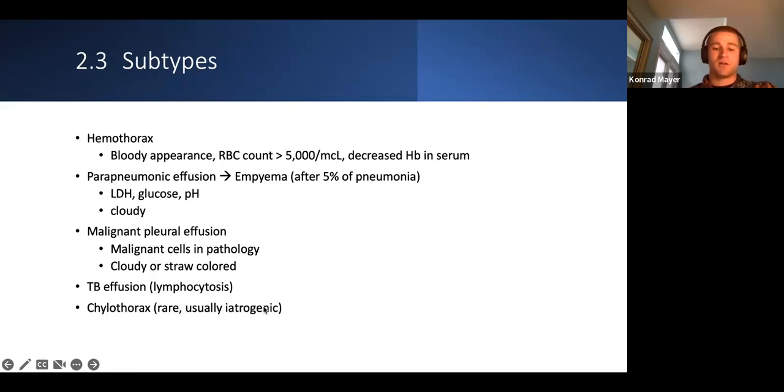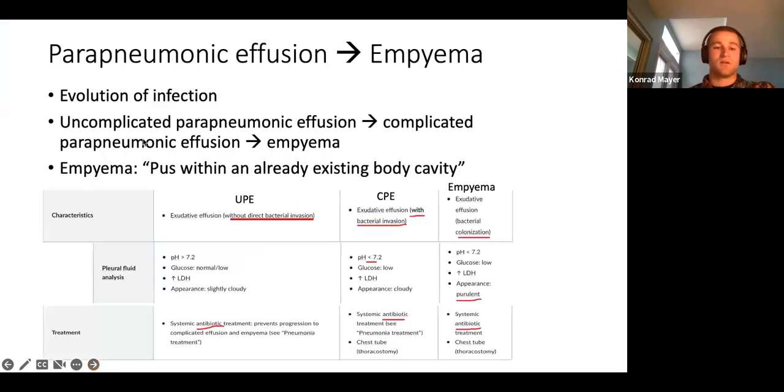Which is usually caused by the doctor and is very rare. And this is the reason I determined the triglycerides on my pleural effusion tap. So this is for the tests, and this is for real life, the parapneumonic effusion to empyema evolution.